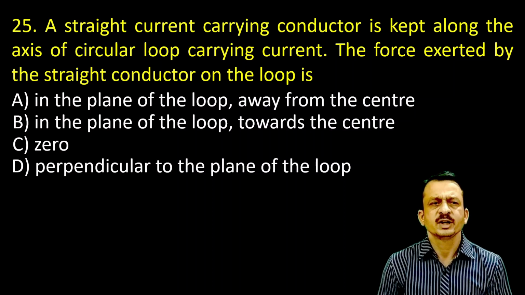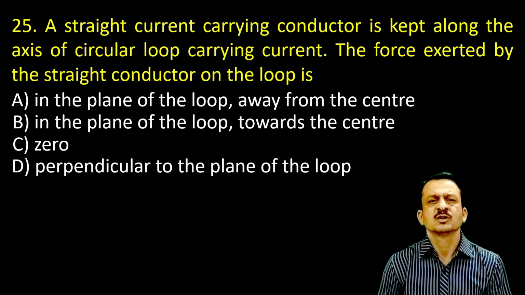Now carefully look here, there is a circular loop which is carrying the current. Because of the circular loop, we are having a straight magnetic field at the center. The magnetic field is along the axis of the circular loop. Now along the axis of the circular loop, we are placing a current carrying conductor.